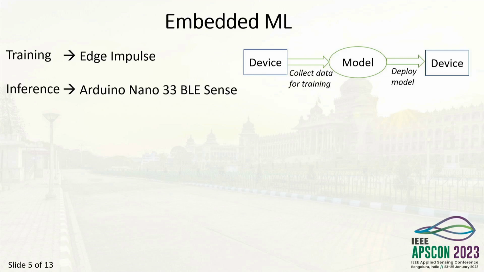The process of embedded ML is collecting the data from our device, training our model, which should be really optimized because it has to be run on our resource constrained device, which is here Nano 33 BLE Sense. Then the same model is deployed back on the same device from which it was trained.